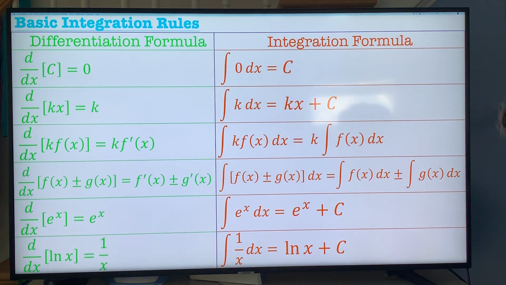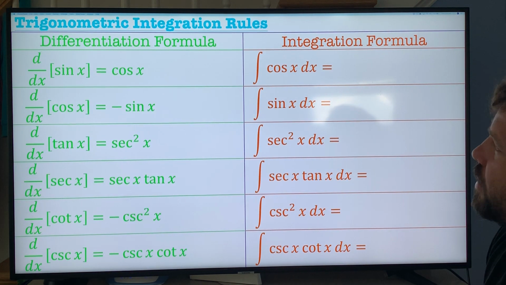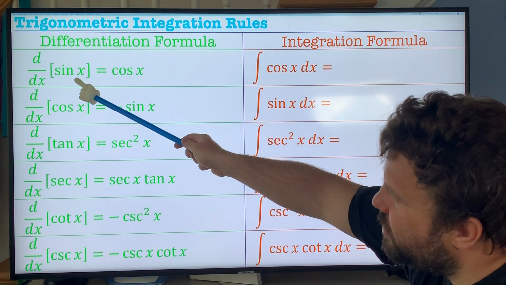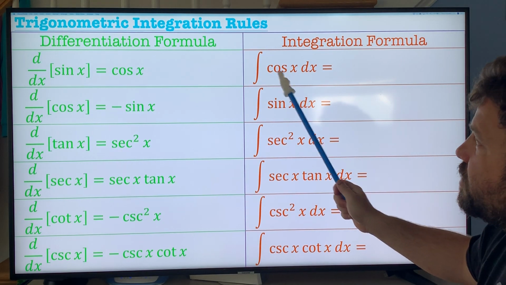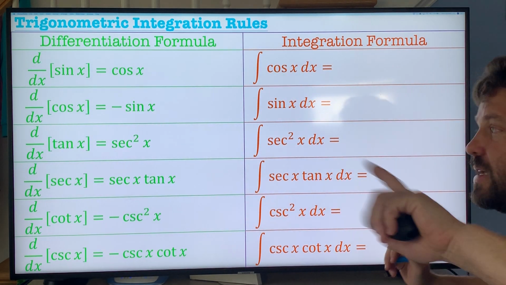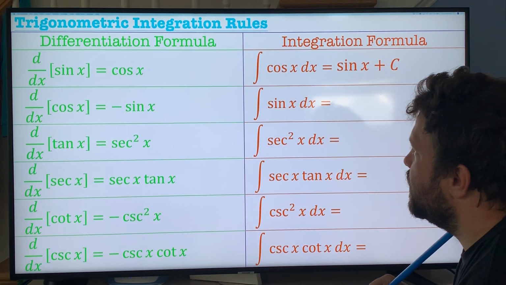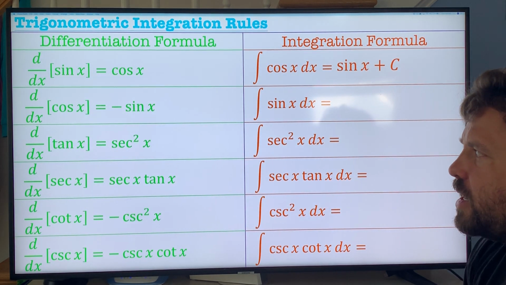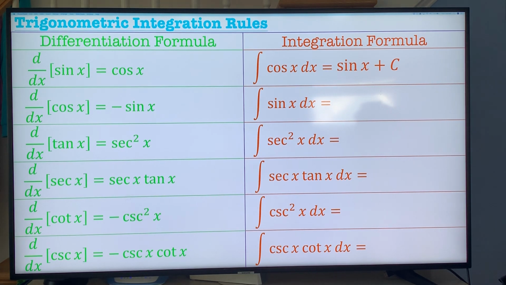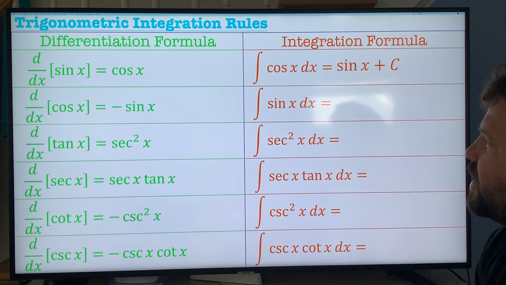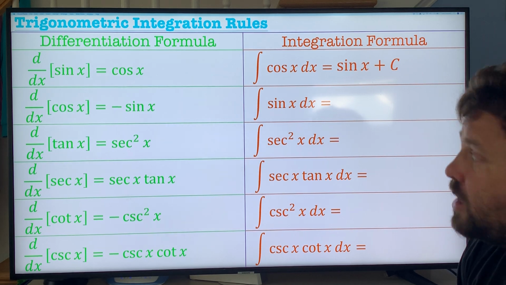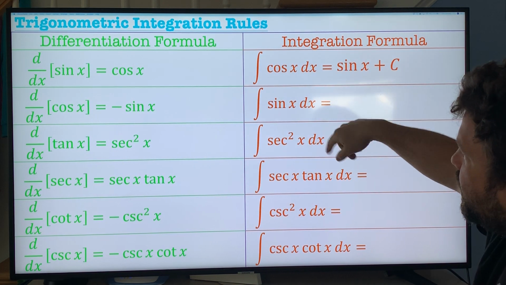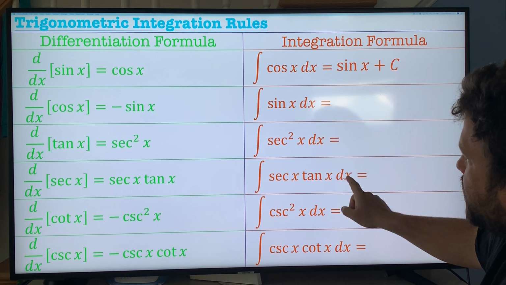All right, trig functions. I'm going to bust through all these easy ones right now. If the derivative of sine is cosine, the integral of cosine is sine x plus c. Derivative of cosine x equals negative sine x. So what do you think the integral of sine x dx is? And the reason you have these dx's here, this just means you're integrating in terms of x. That's why all these things match up.